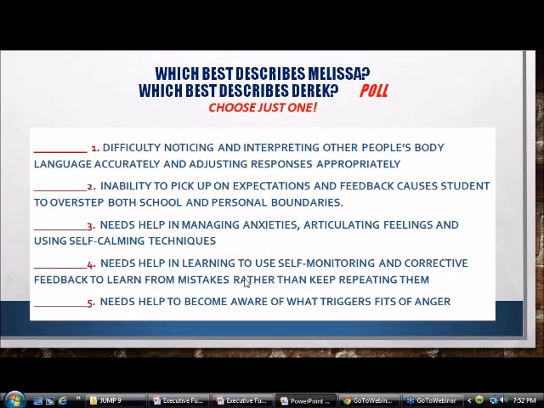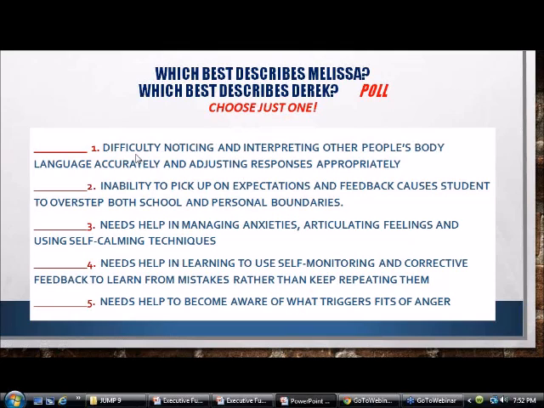43% said that he needs help in learning to use self-monitoring, I can't read that, and corrective feedback to learn from mistakes rather than keep repeating them, and I think that's a biggie for him. And then 29% said number 3, help managing anxieties and self-calming techniques. 14% said needs to become aware of what triggers his anger, which is very appropriate because he doesn't really know.